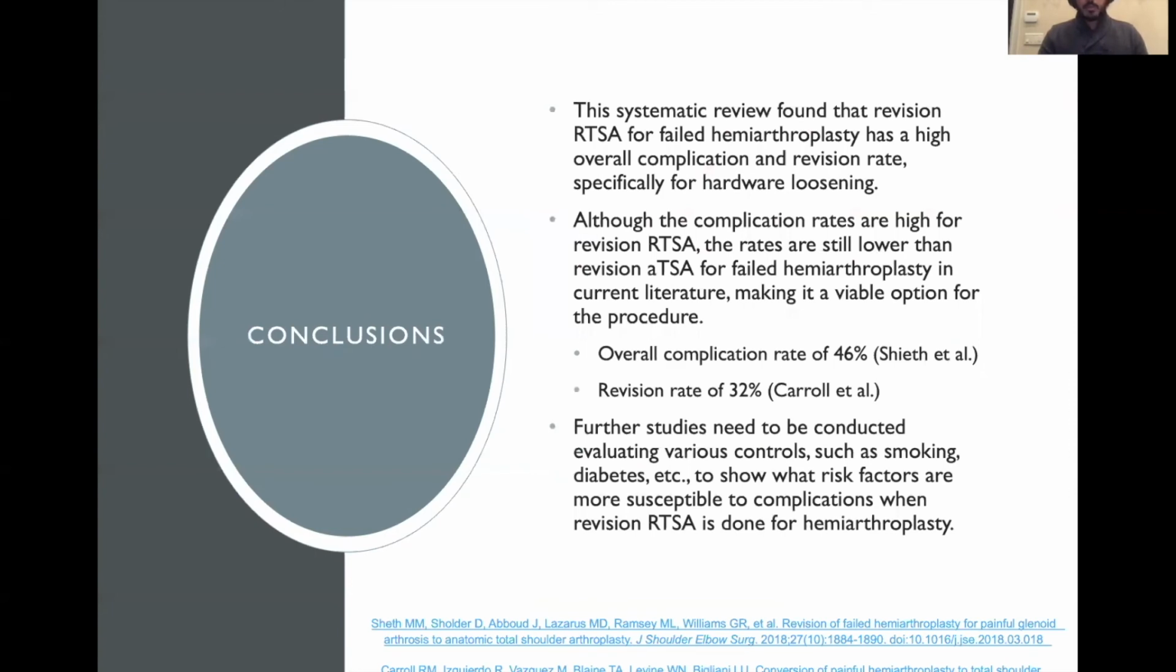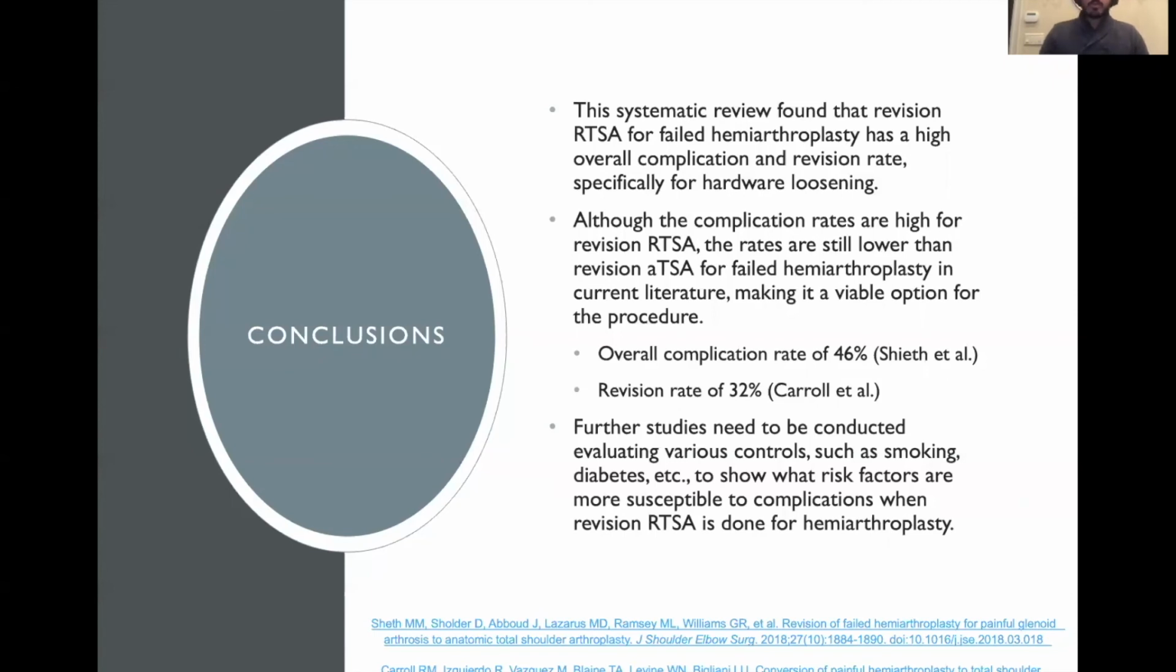And with that, we found that our systematic review had a high complication rate, specifically within hardware loosenings. But it was still better than anatomical total shoulders as a revision option for failed hemiarthroplasties, which was shown to be a 46% complication rate with a revision rate of 32%.